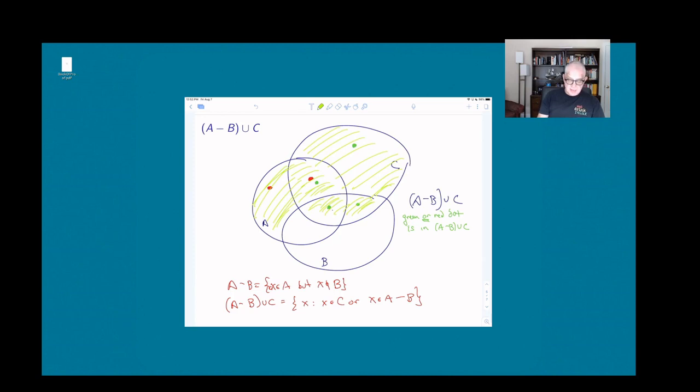So the only parts which are missing are here, and this region down here is missing because it's not in C, right? And it's in A and B, and so it's not in A minus B. And this region is missing because it's not in C and it's not in A. So that seems believable.